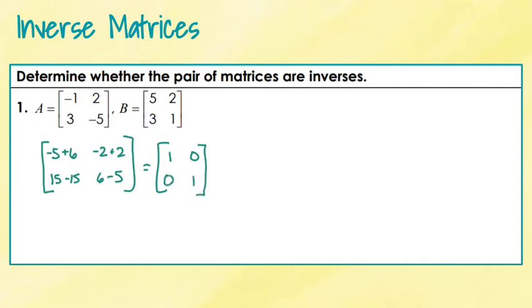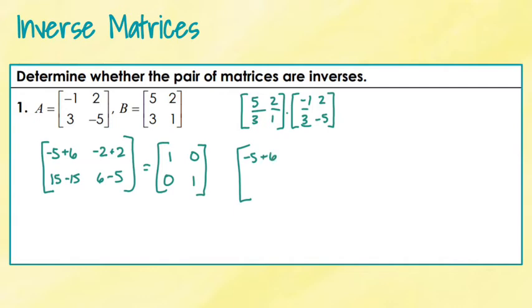But we also have to do this in the opposite order. We also have to complete B times A. So it helps me to rewrite them in the correct order. So I just flipped the order. That way I can still do rows times columns instead of thinking of it in the reverse way. So our first one is going to be 5 times negative 1 is negative 5. 2 times 3 is 6.